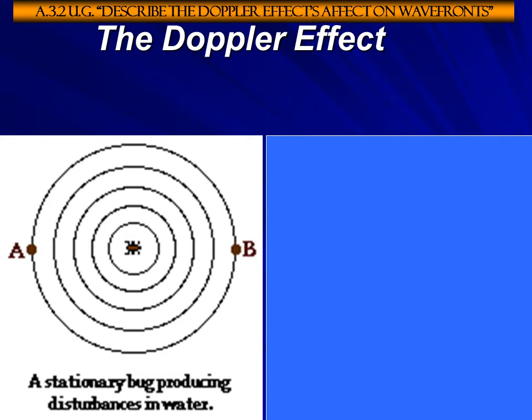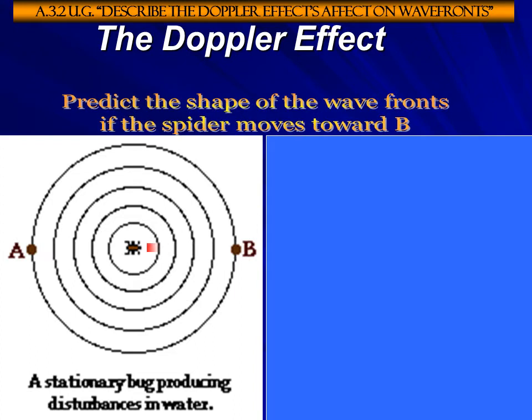This is like a little water bug, and it's bobbing up and down, and it's producing the wavefronts that you see. Right now the water bug is stationary. If that little water bug, we'll call it a water spider, was to move toward point B, what would happen to the wavefronts? So that's the question I want you to think about. What would the wavefronts look like? Would they change shape? Would they stay spherical? How would their distribution look?